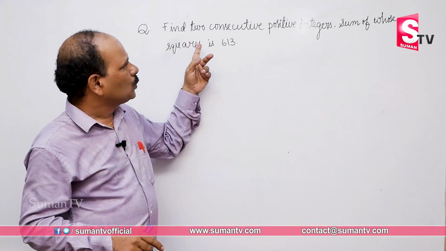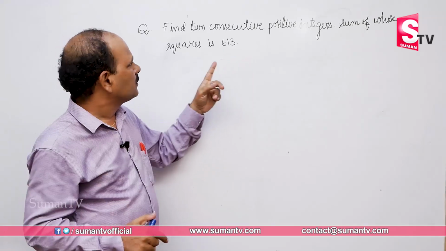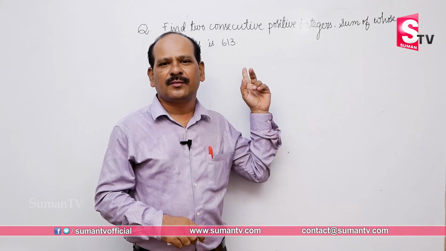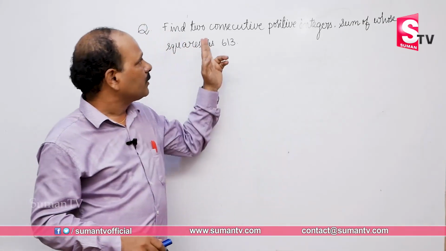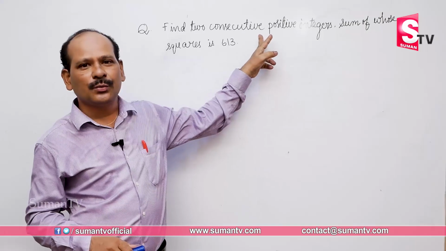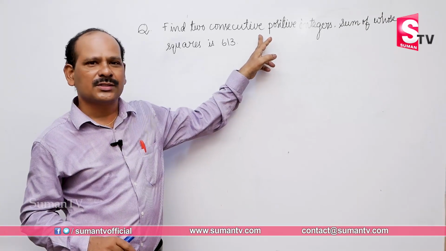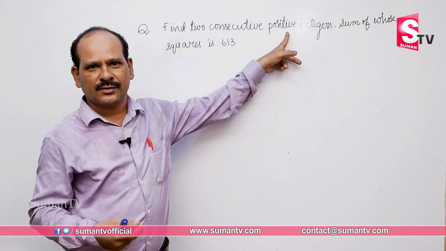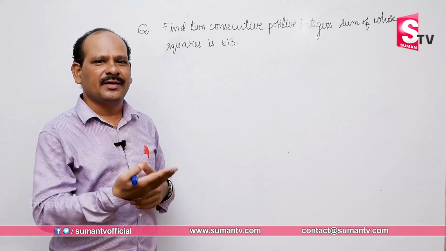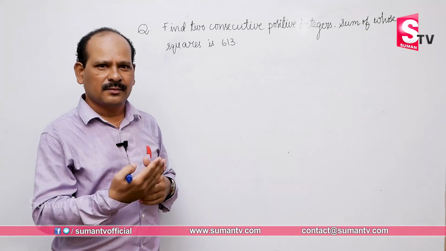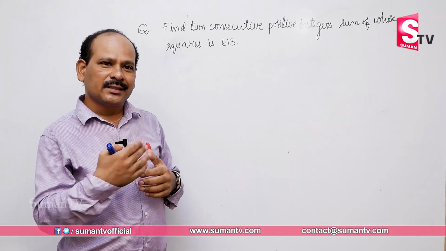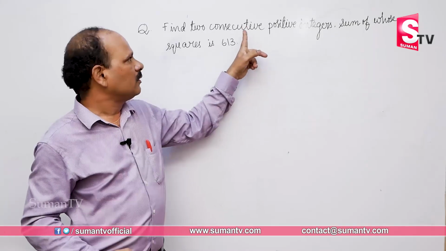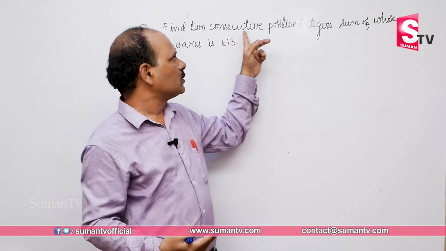Find two consecutive positive numbers, sum of whose squares is 613. This is the information given in the question. First, what is the meaning of consecutive positive numbers? Consecutive positive numbers means a number and its next number. For example, 16 and 17, 100 and 101, 1000 and 1001.